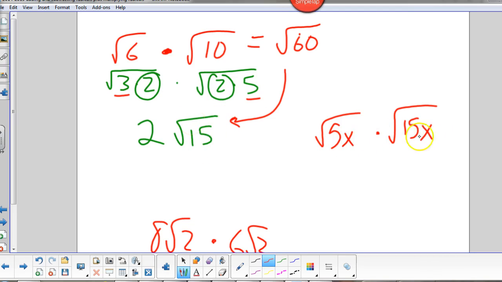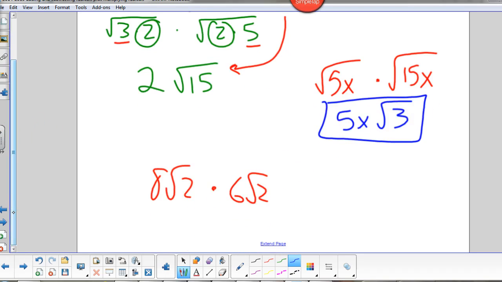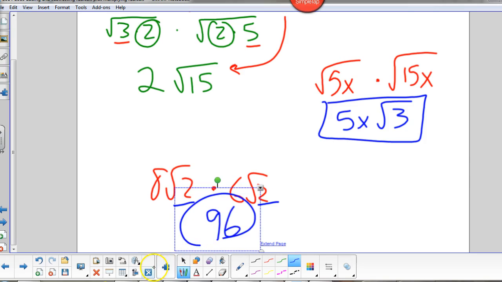Here, there's a pair of root 5x's. So root 5x here, and this is root 5x times 3. So the 5x is going to come out, and the root 3 will stay in. Ta-da! Lesson here, root 2 becomes 2. 4 times 8, that's 8, and that's a 6 positive. 8 times 6, 48, times the 2 here is 96.